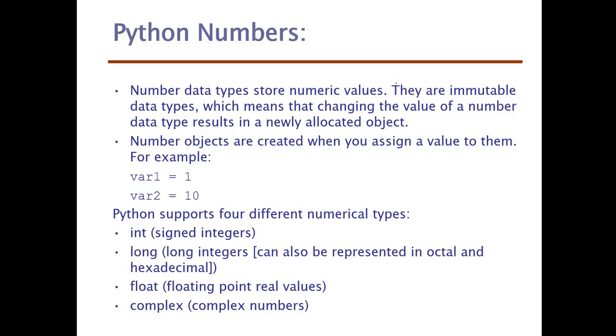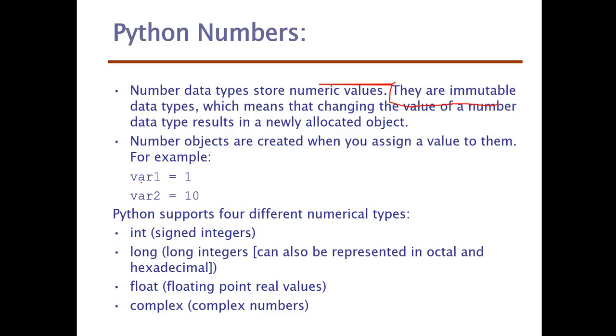Let me highlight all these terms. They are immutable data types, which means that changing the value of a number data type results in a newly allocated object. We can say numeric data types are integer, float, and complex. The numeric data types in Python represent data that has a numeric value. Number objects are created when we assign a value to them.